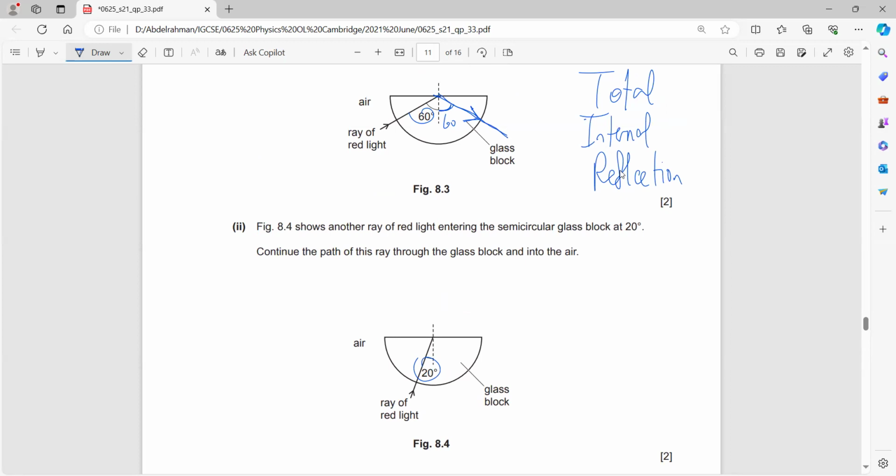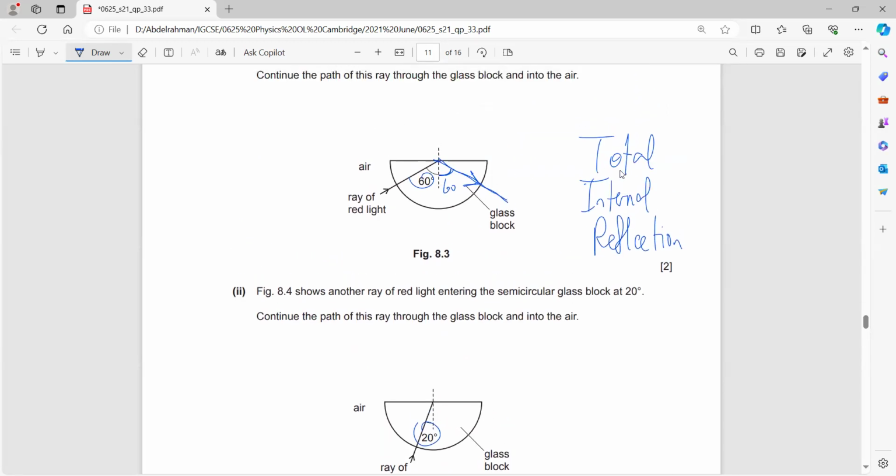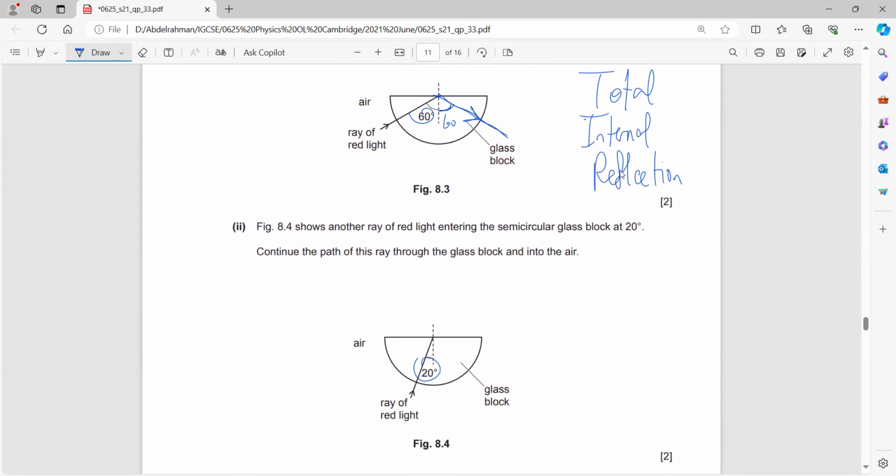The definition of total internal reflection is that it happens when the angle of incidence is greater than the critical angle. Now the angle of incidence is much less than the critical angle, so it will refract away from the normal. So this angle has to be a bit greater than 20.